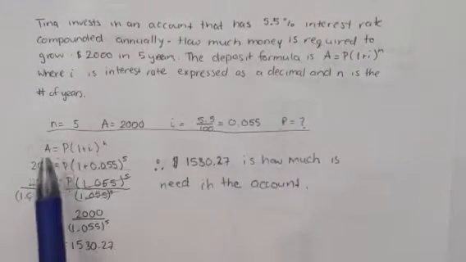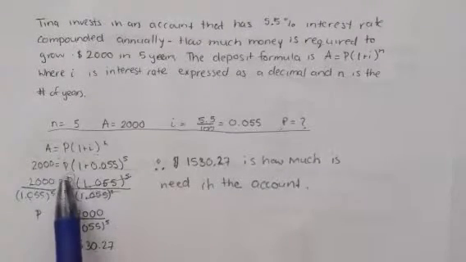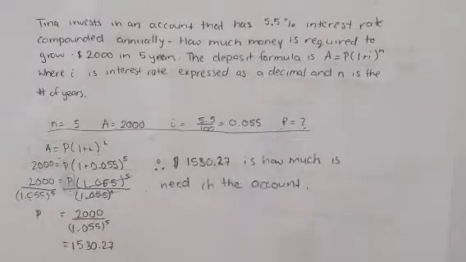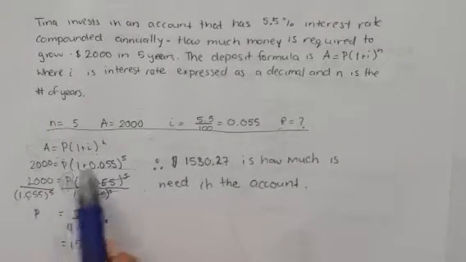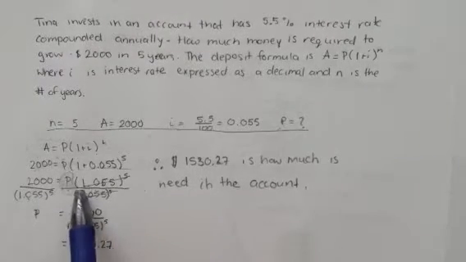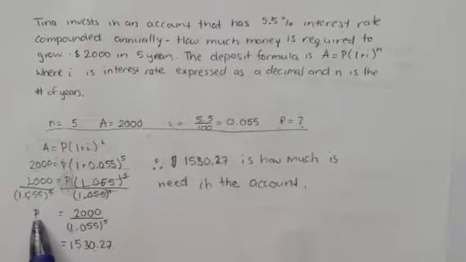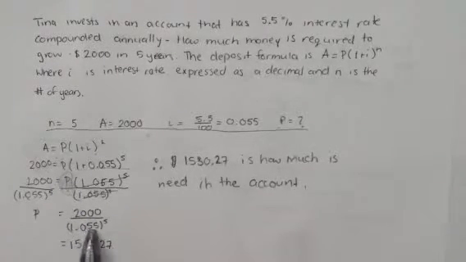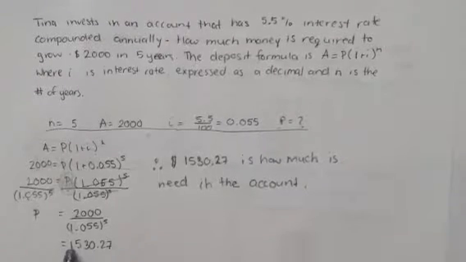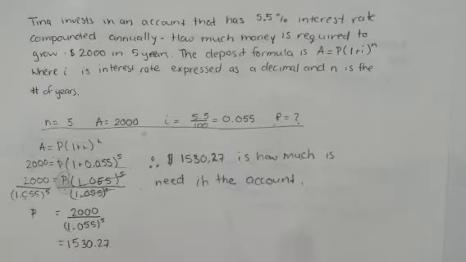To find P, you take the equation that's given to us, substitute all the values in, and isolate for the P value. To do that, you add these two numbers to get this, and you divide both sides by 1.055 to the power of 5 to get P alone. So P is equal to 2,000 divided by 1.055 to the power of 5. If you put that into your calculator, you get 1,530.27. Then you just write a therefore statement to conclude your answer.